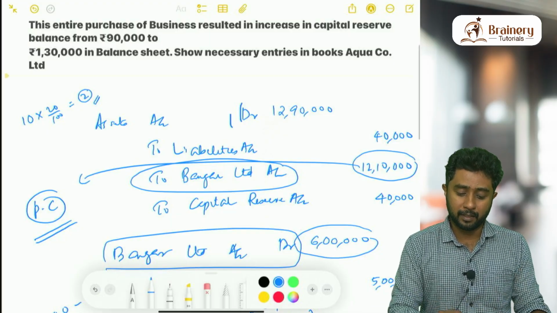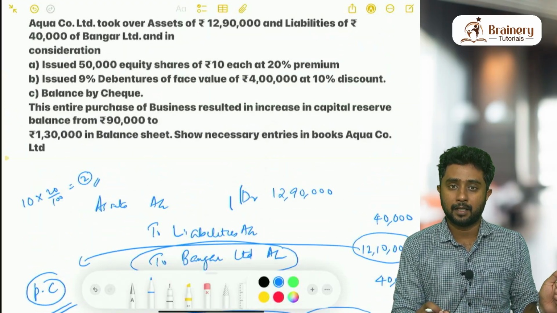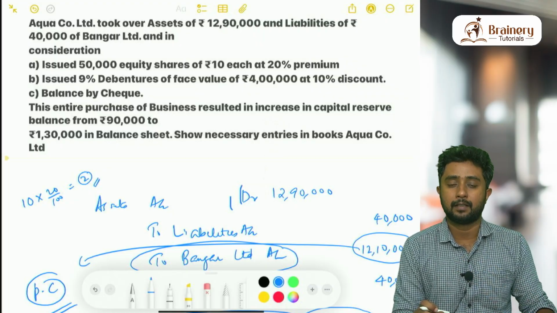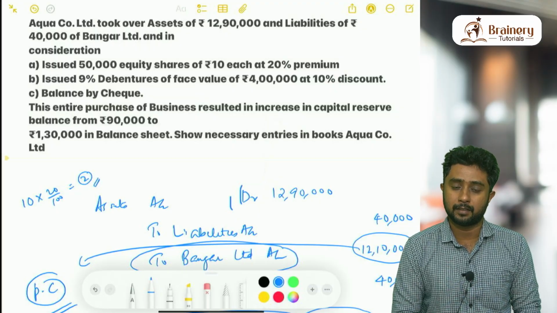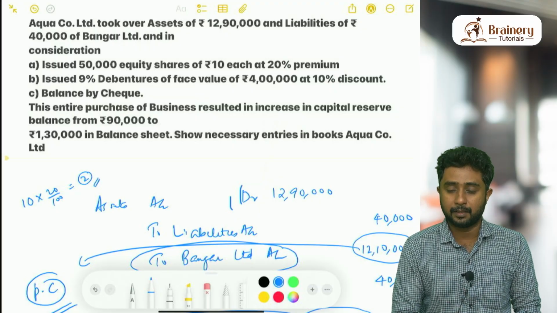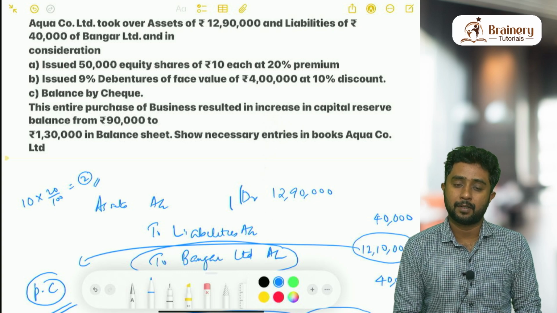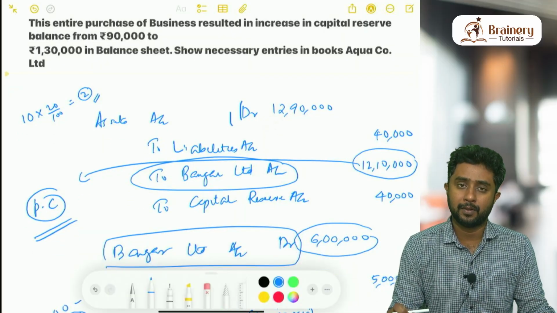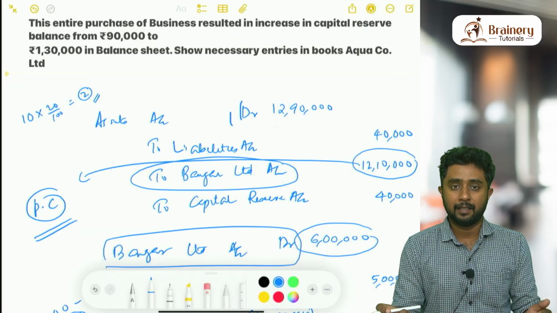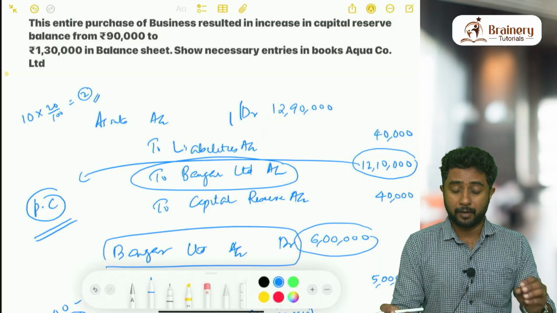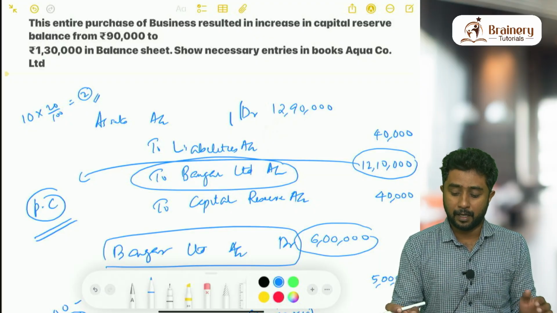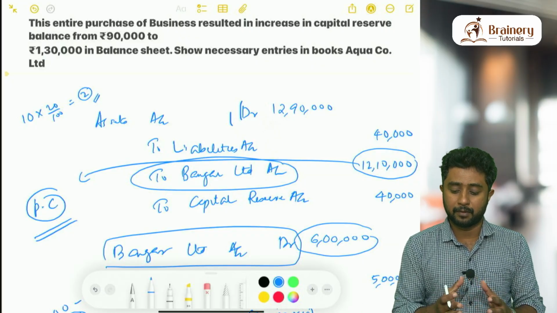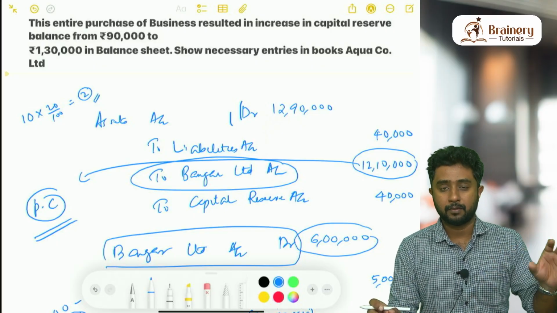Capital reserve, how did we find? Because the capital reserve in the balance sheet has increased from 90,000 to 1,30,000, which gives us 40,000 as the increase. The 40,000 increase is because of the purchase of this business. So that 40,000 we have recorded in capital reserve directly. And to say again, we are not writing goodwill here because in the question itself they have said clearly that in this transaction there is only capital reserve. So we have not left any space for recording goodwill, as we usually do. We used to leave one space for recording goodwill, so that we have not done here. Again, coming back to the entry, so we got 40,000.